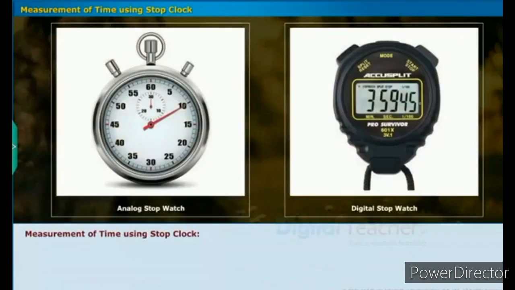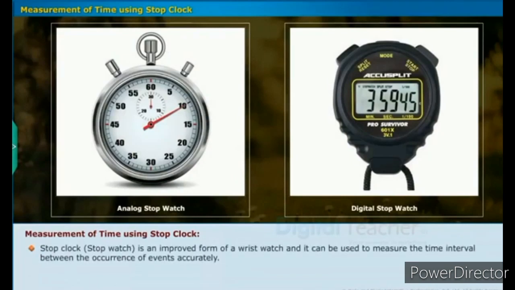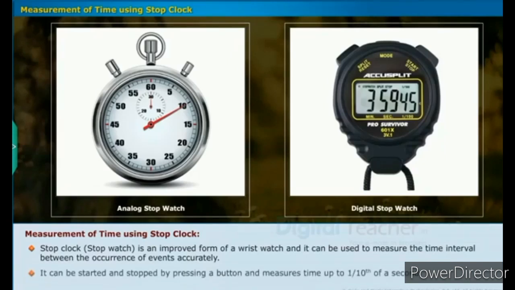Here, we are going to study about the measurement of time using stop clock. Stop clock or stopwatch is an improved form of a wristwatch, and it can be used to measure the time interval between the occurrence of events accurately. It can be started and stopped by pressing a button and measures time up to 1/10 of a second.